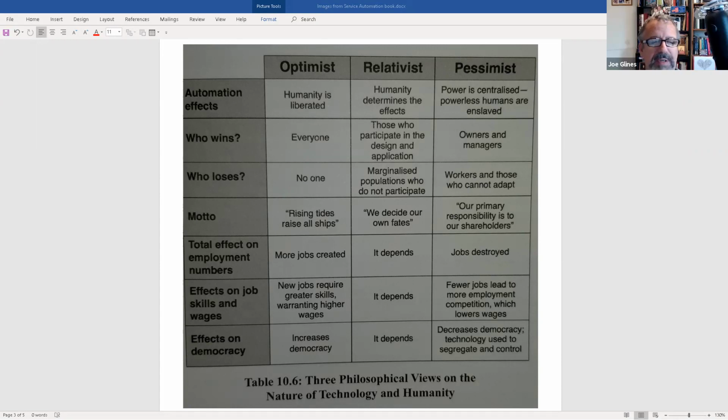But the who loses, right? The optimist says no one. The relativist says it's marginalized populations who do not participate, and the pessimist says workers and those who cannot adapt. Actually, for me, I'm kind of between the relativist and the pessimist here, which is what I brought up earlier. Right? There are going to be some people who are hurt by this.